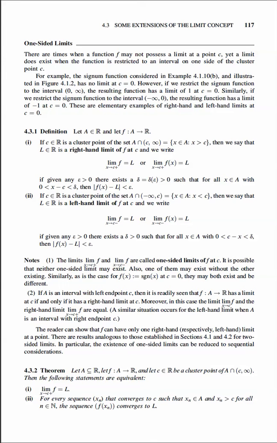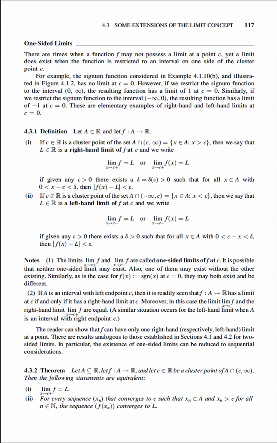For instance, with the right-hand limit, instead of having 0 is less than the absolute value of x minus c is less than delta, we just have 0 is less than x minus c less than delta, because I want x to be bigger than c. So that absolute value needs to be positive in the first place. Same kind of thing with this one. We have just c minus x instead of x minus c because I want x minus c to be negative. So c minus x should be positive.